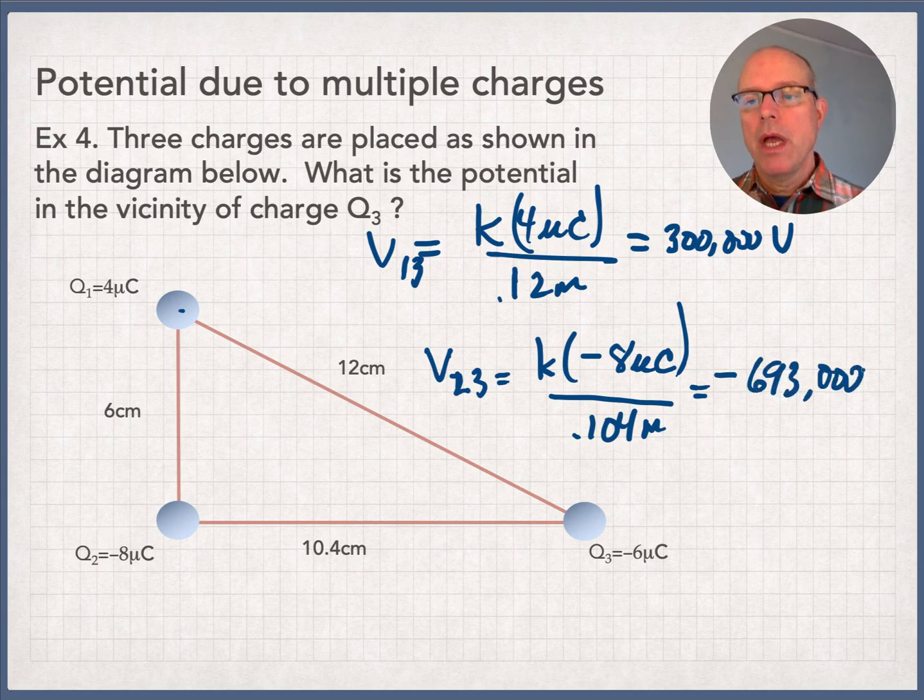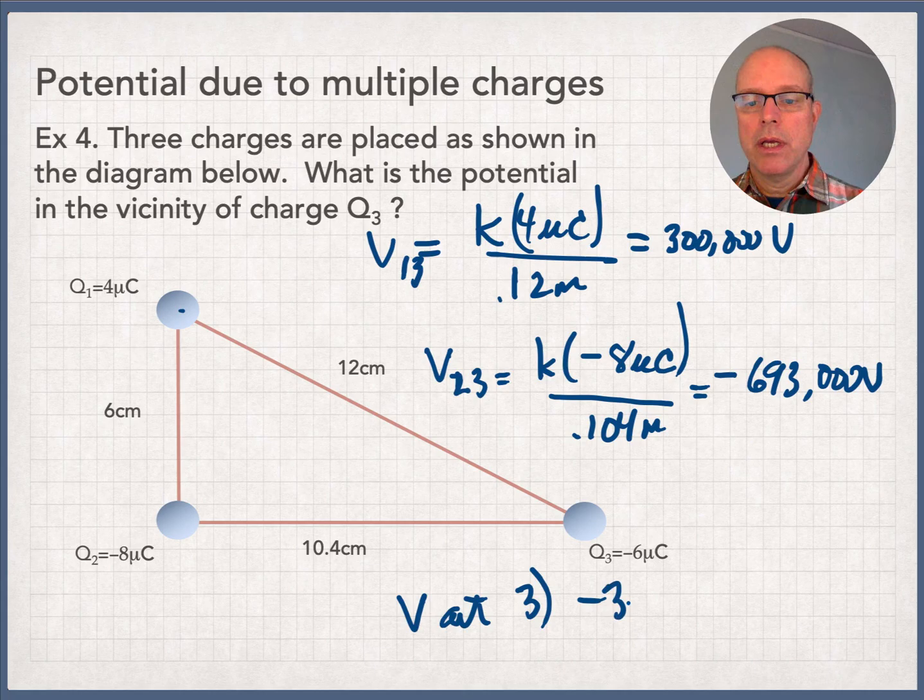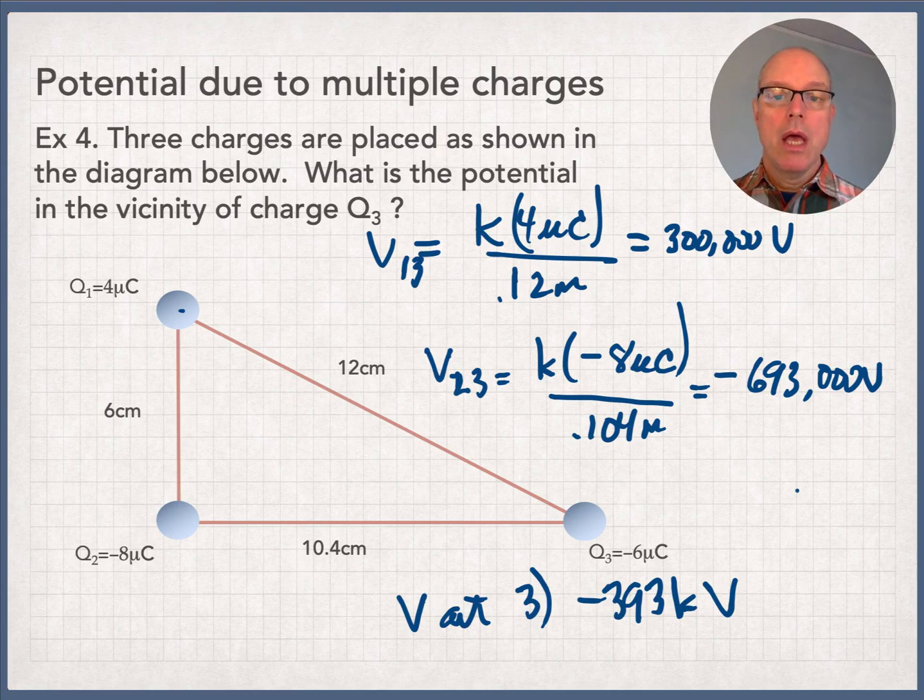And what's the total potential in the vicinity of charge Q3? It's just this easy. All you do is add the voltages. And so the voltage at charge 3 is just going to be the sum of these two. So I get negative 393,000, or negative 393 kilovolts. Okay? So there you go.